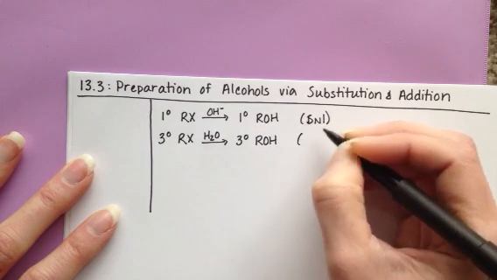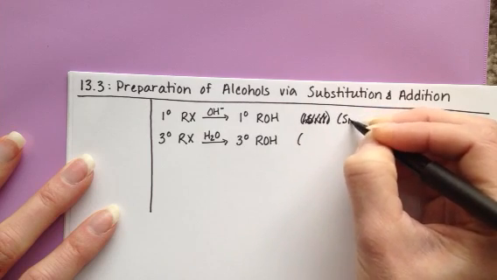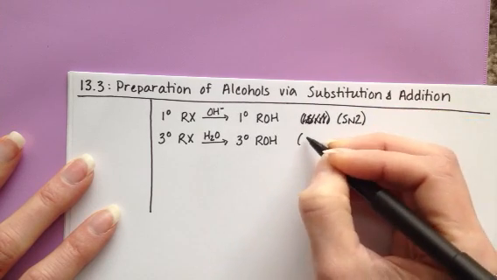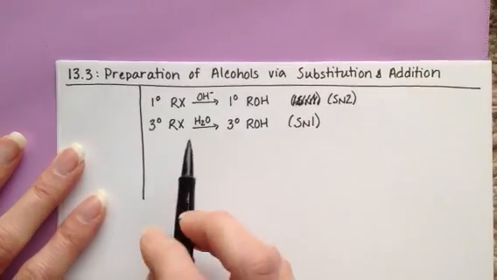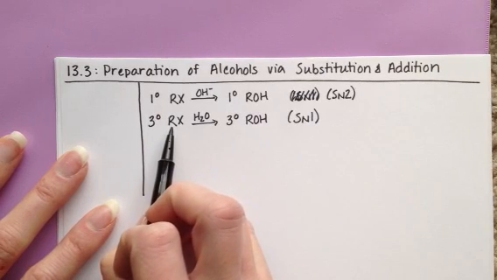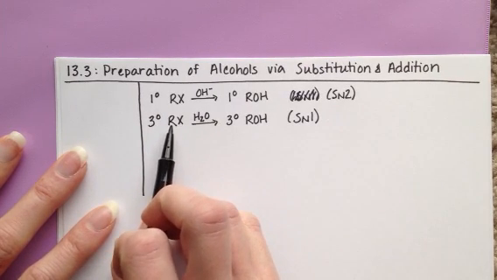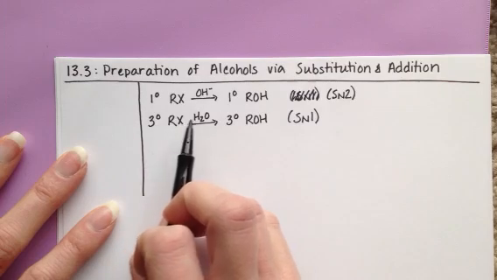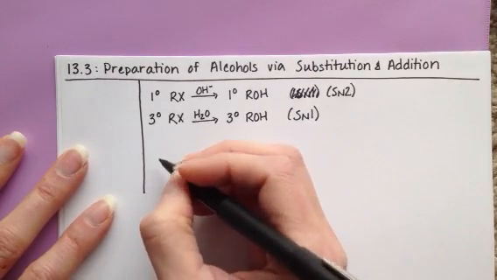Oh, I wrote this backwards. The first one is SN2, not SN1. With water, it's SN1. And in this reaction, water, not being a great nucleophile, doesn't attack anything, but the tertiary alkyl halide falls apart, forms the tertiary carbocation. The tertiary carbocation is then reactive and reacts with the water, and you end up with a tertiary alcohol.